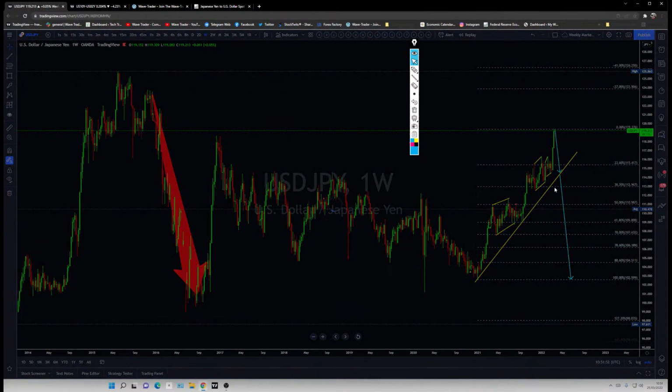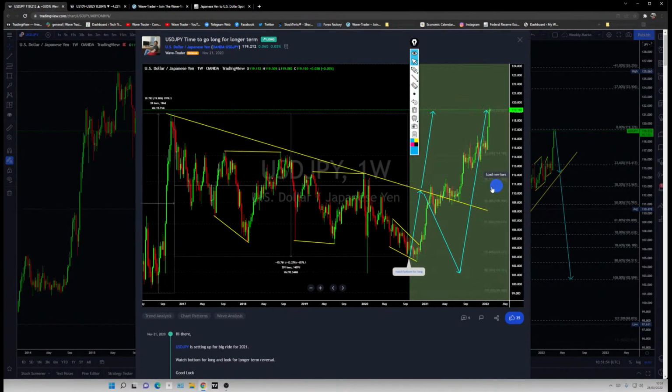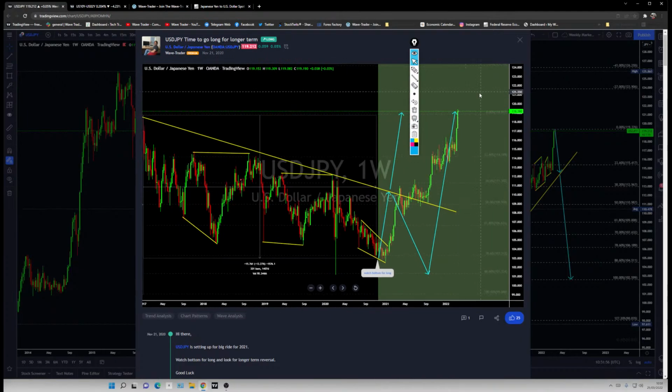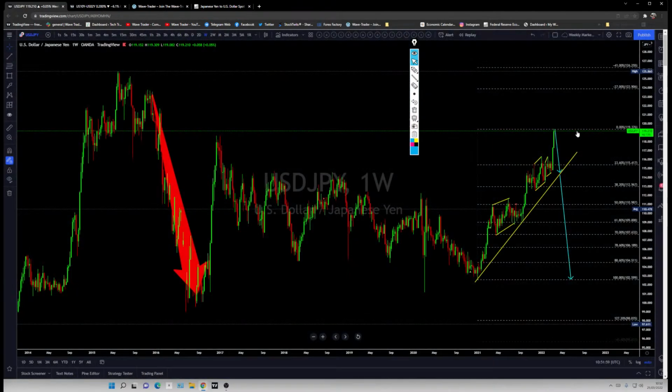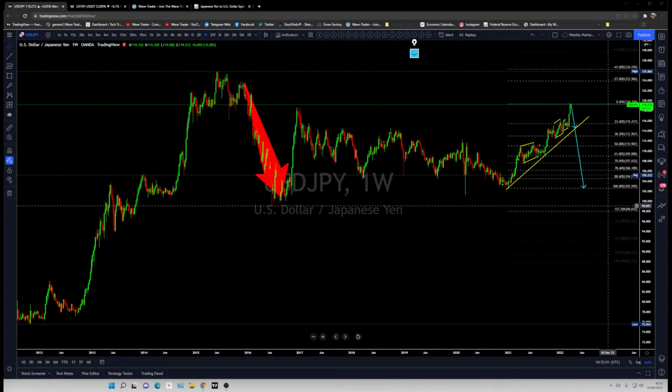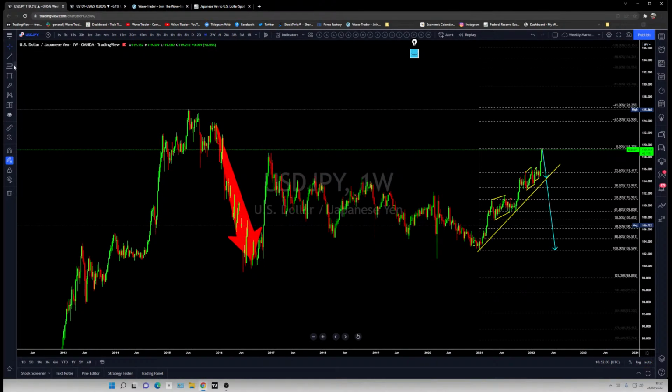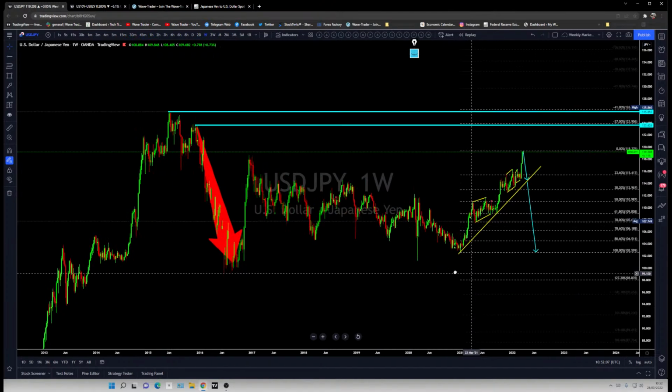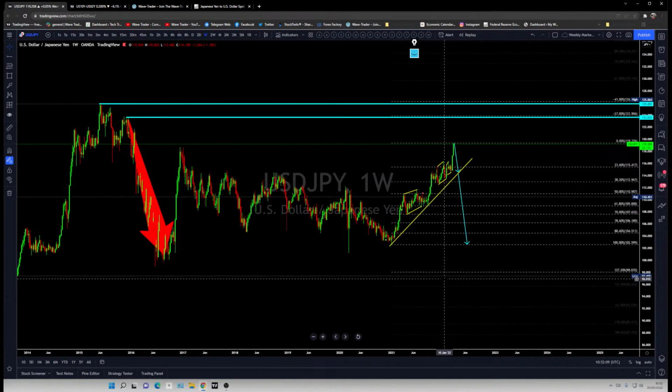Okay, from there to the current price, that's almost reached 120. So is it possible for the dollar yen to reach up to these prices, okay, these tops? I don't think that the dollar yen is going to go that far. Okay, and the reason is very simple.